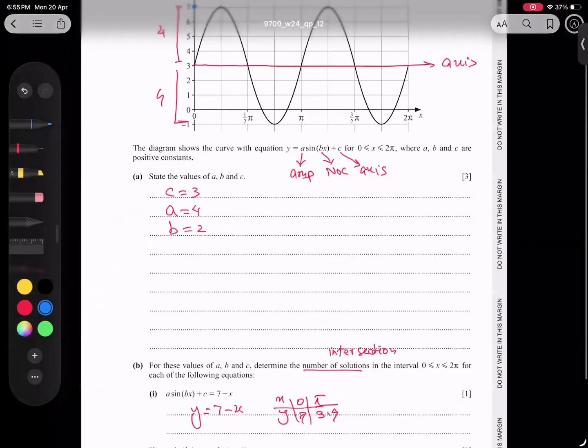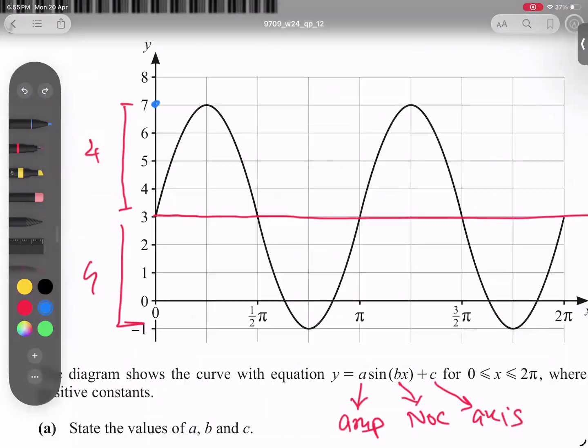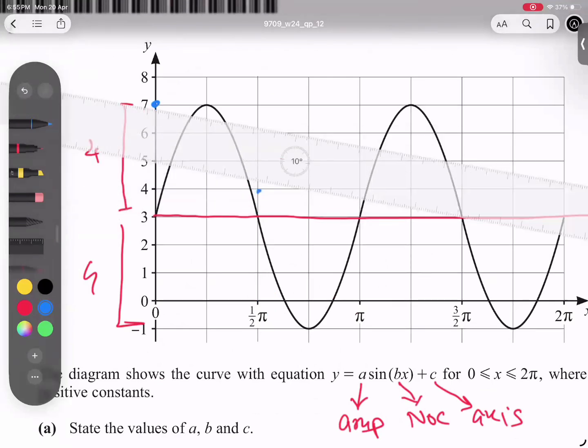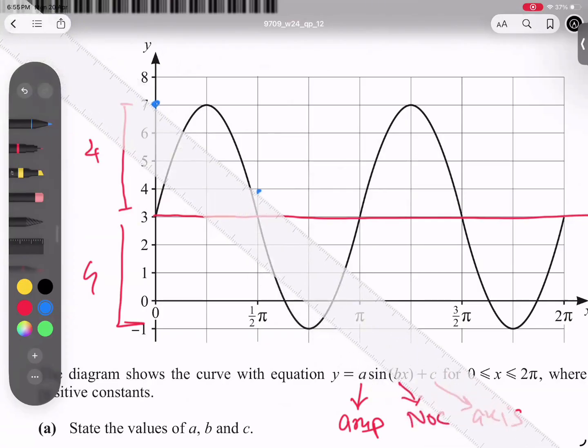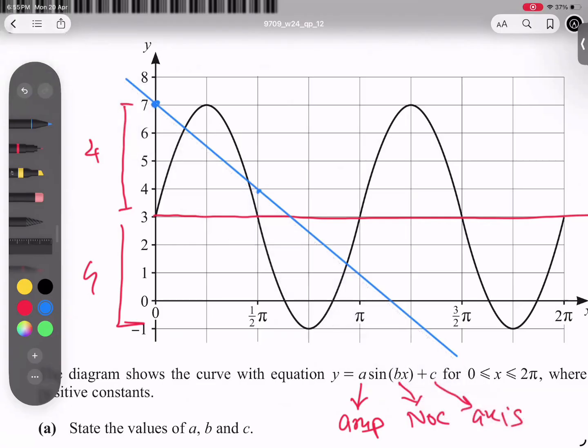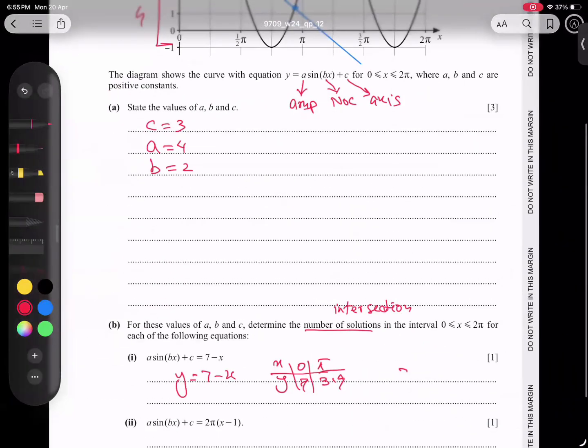Okay, what is the second point? Pi and 3.9. Where is the pi? Pi is here and 3.9 is close to 4. So I'm going to make the line. And when I make the line, students, it's cutting the curve. How many times? Check it. Cutting here, 1, 2, 3. And it has 3 solutions. So I'm writing here, it has 3 solutions.